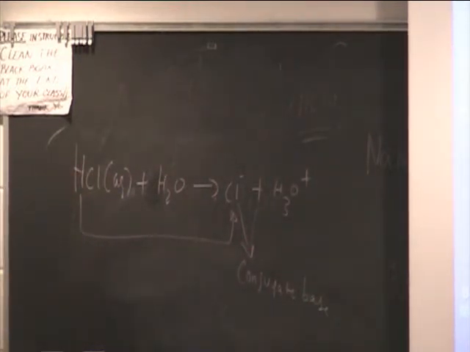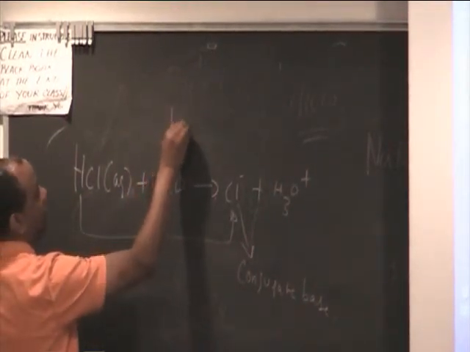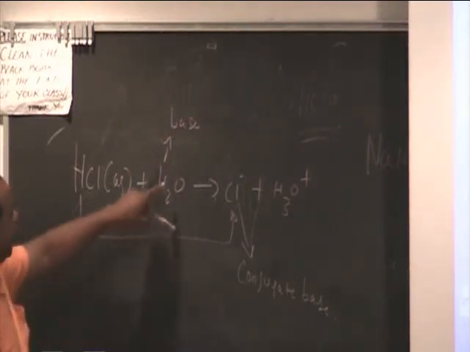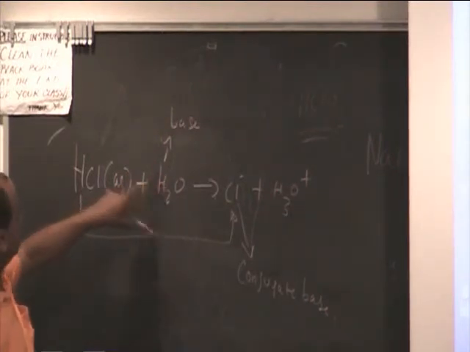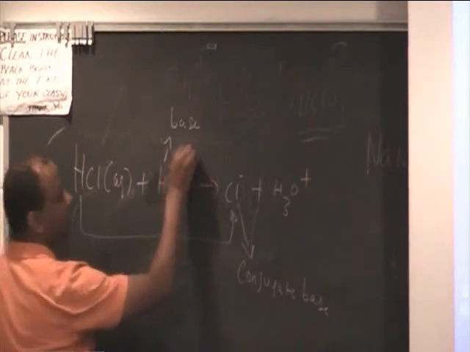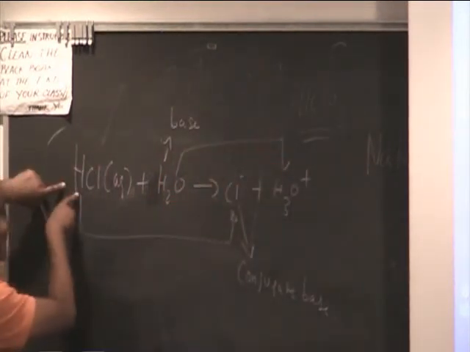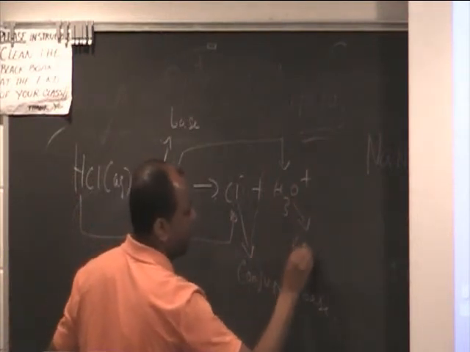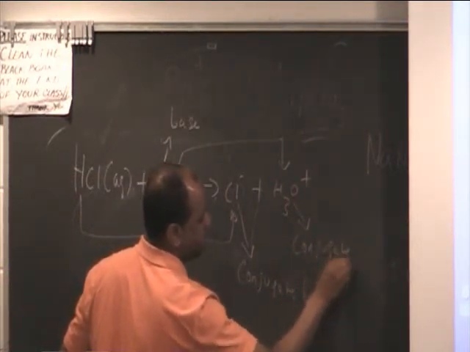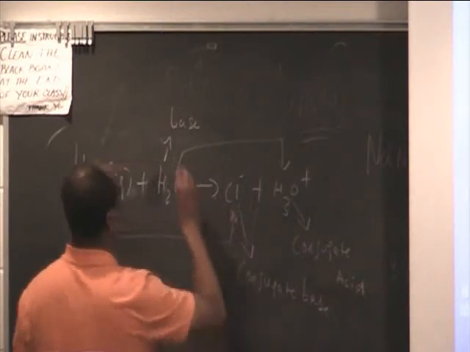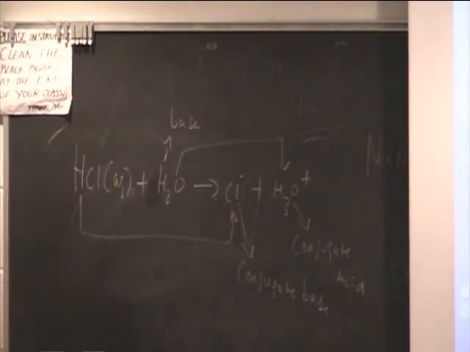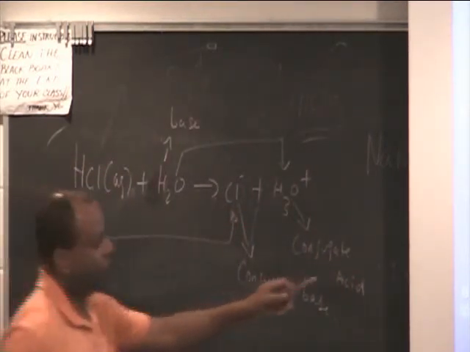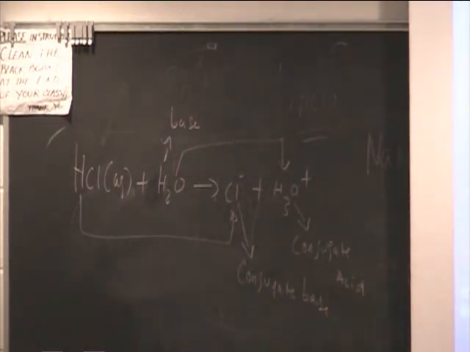Okay, this is a base. So water is a base. It accepts the hydrogen ion from the acid, and this becomes a conjugate acid. But this is a base. That's what it is. You have an acid, you have a base.